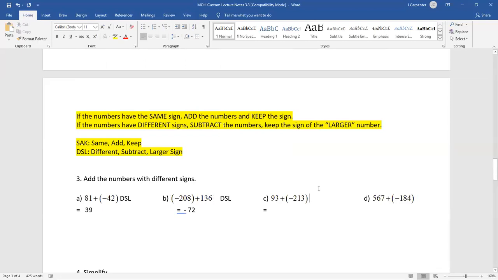Okay, 93 plus negative 213. Well, given the instructions, it's no surprise that these are opposite in sign. So this will be DSL again. So these are different signs, positive 93, negative 213. It doesn't matter the order of which one's positive and which one's negative. And I feel like that's something that some elementary schools try to teach, that it'll matter which one's first and second, and it's completely wrong.